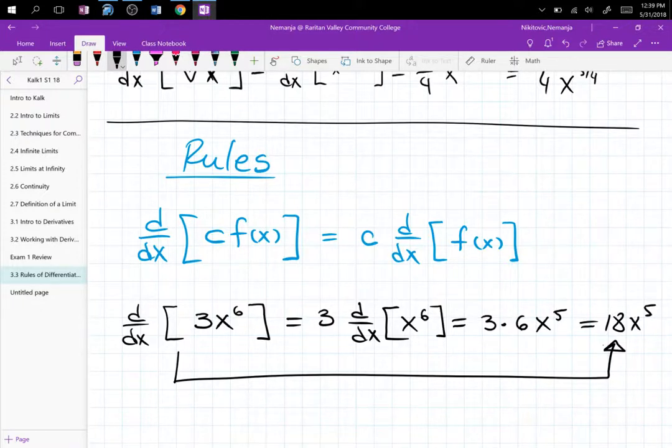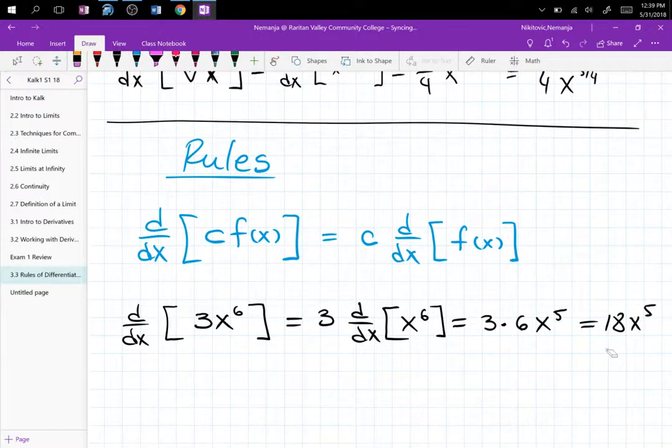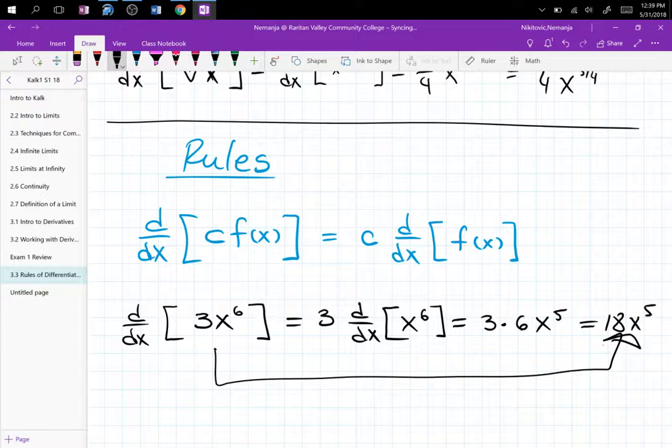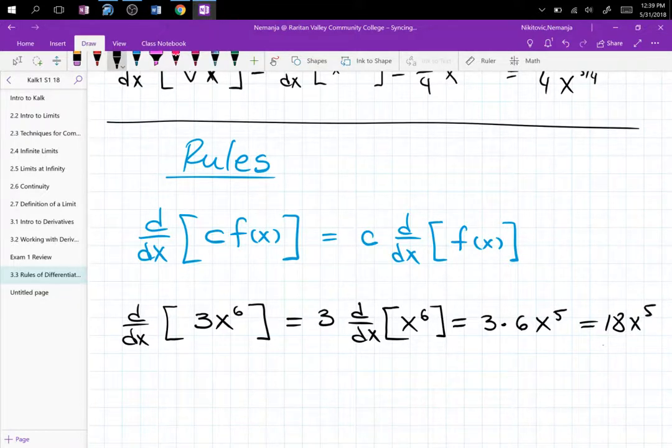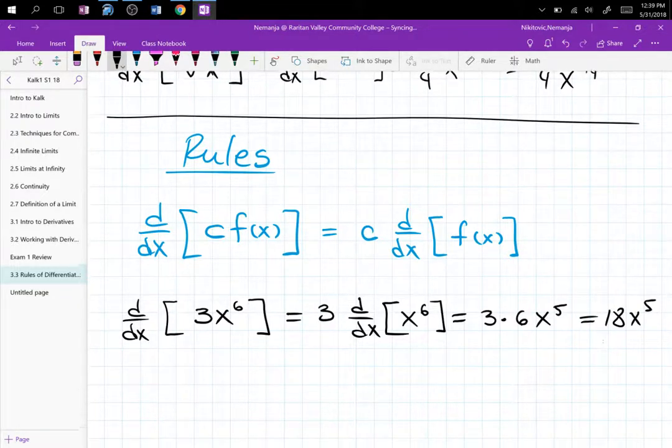But it is okay to do this particular rule in your head every time, because you will just say 6 drops down, 6 times 3 is 18, 6 minus 1 is 5. So it's a very quick way to get to the answer without writing these intermediate steps here. Sure, write them if you need them to learn, but pretty much everyone in this class will very quickly go directly to this because you will be doing it so much that it's going to be there.